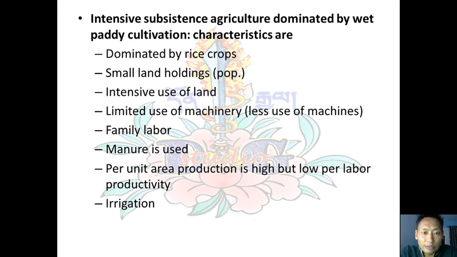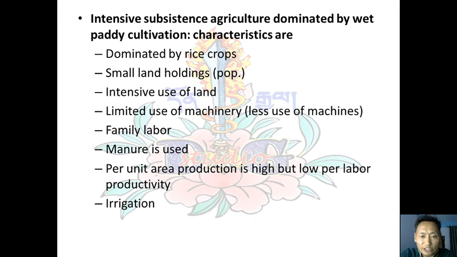Here limited use of machinery means they are using fewer machines in agricultural practices or agricultural operations. So less use of machines, and most of the agricultural operations are done with the help of family members. Here they are not using fertilizers much. Mostly they are using manures, that we can say biofertilizers. Here the per unit area production is high but the per labor productivity is low.